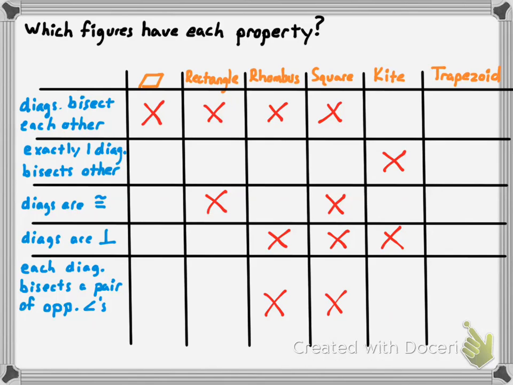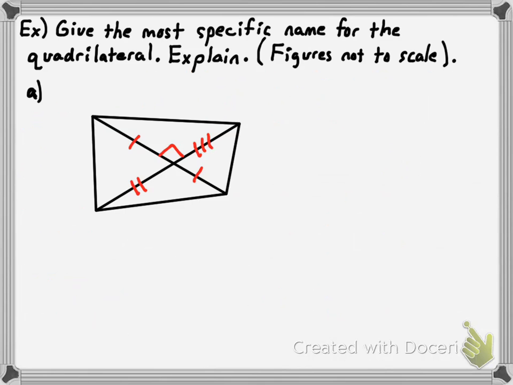All right, now let's apply them in a few examples. I said the goal here was for you to be able to give the most specific name for a special quadrilateral given some properties. Well, that's the direction here for this problem: give the most specific name for the quadrilateral and explain. And I have the information right here that the figures that I've drawn are not to scale. So I don't want you to look at this and say, hey, it kind of looks like a trapezoid, because it kind of looks like this line and this line are parallel, and this line are not, and so this is a trapezoid.